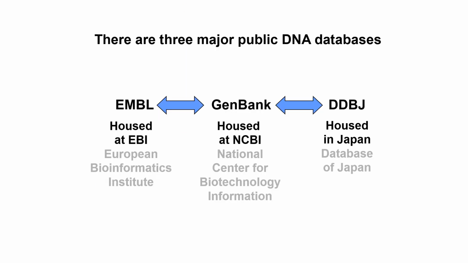So there are three major public DNA databases. We have the EMBL, which is housed at the EBI. EBI is the European Bioinformatics Institute. Each of them has their own links. They're actually integrated, or rather connected to one another. We can see some links referencing that a certain data is in GenBank, which is housed at the NCBI.